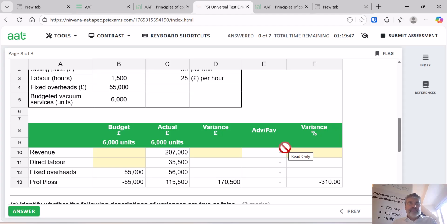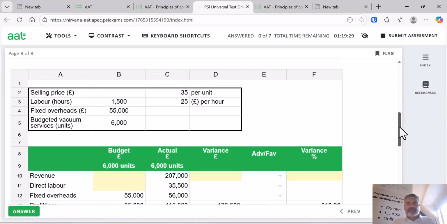So let's start off with B10. We need to put in the total budgeted revenue. Well, to work out the total budgeted revenue, we need the number of units, which is shown for us in cell B5. And we also need the price per unit, which is shown for us in cell C2. So if we multiply those two together, then we are going to get our budgeted revenue figure.